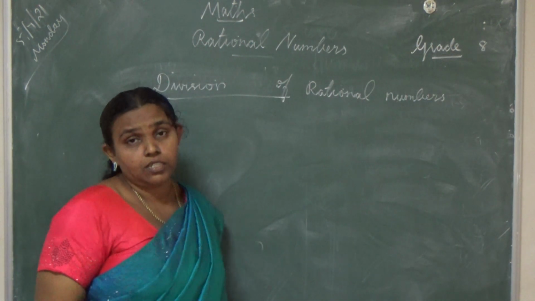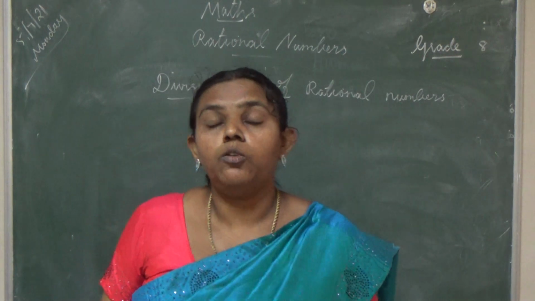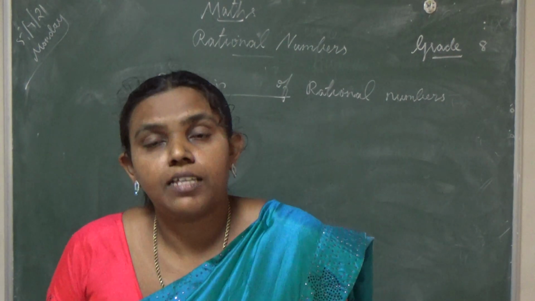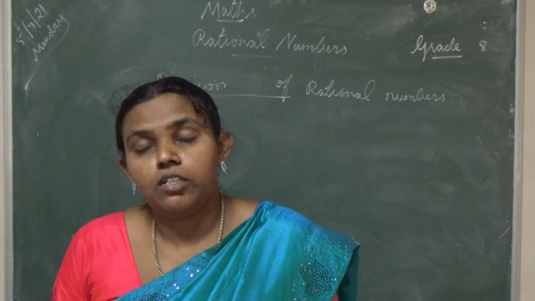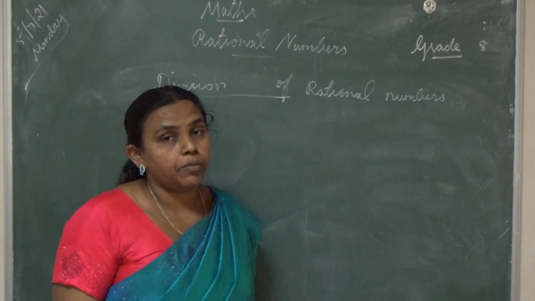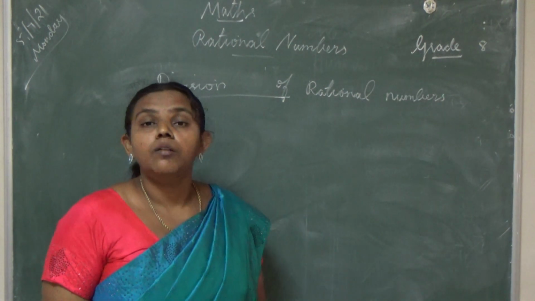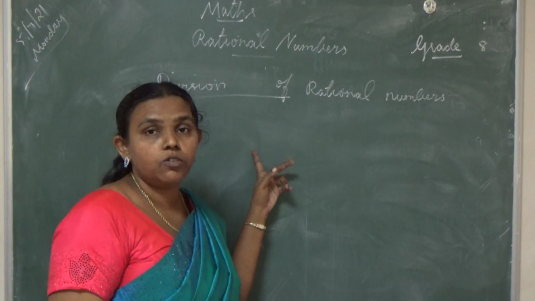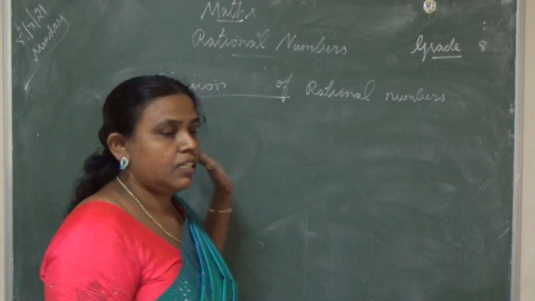Division of fraction numbers. Now we are going to divide. You must know how to add, subtract, multiply and divide rational numbers, then only we can learn the properties of rational numbers. Next we are going to learn the properties of rational numbers. Before that you must know how to divide rational numbers also.